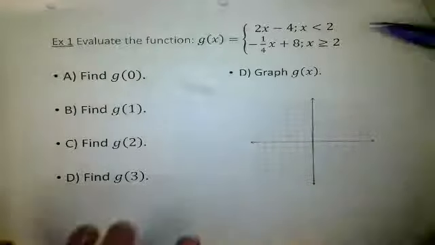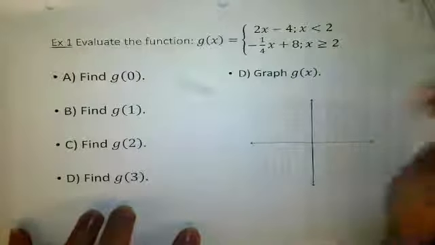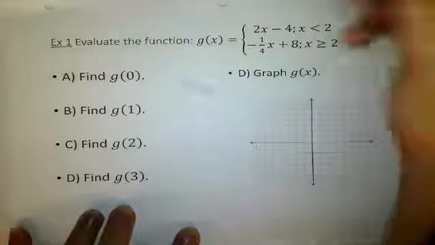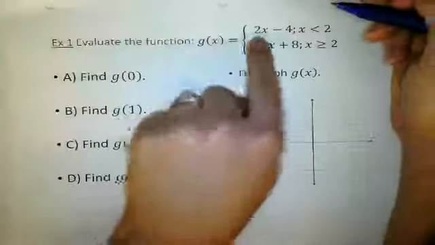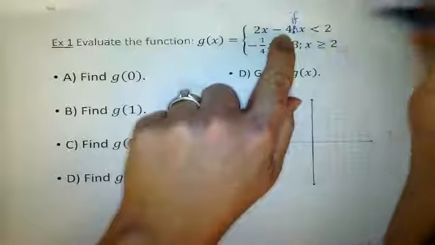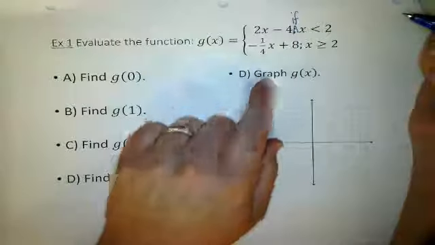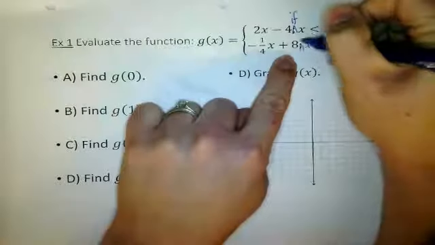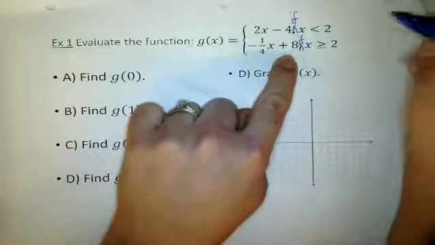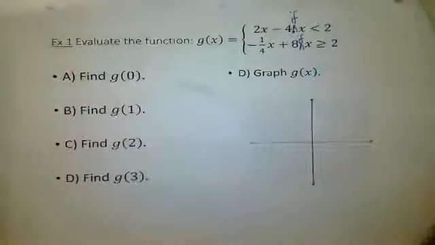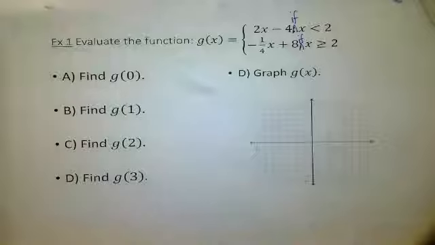And so we have this kind of interesting function here. And what I want to say is that this is how most books write a piecewise function. I want you to add in a word. G of x equals 2x minus 4 if x is less than 2. And g of x equals negative 1/4 x plus 8 if x is greater than or equal to 2. By adding one word, I have created a conditional statement. And I love conditional statements.